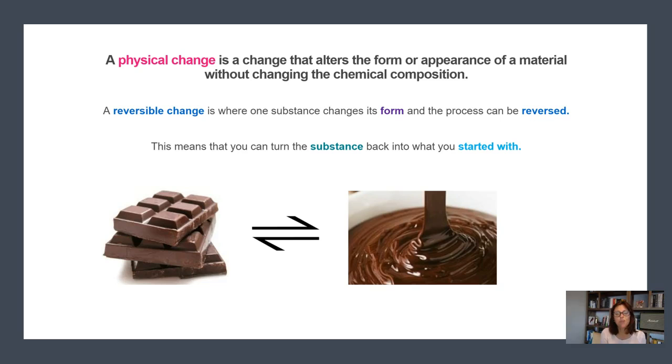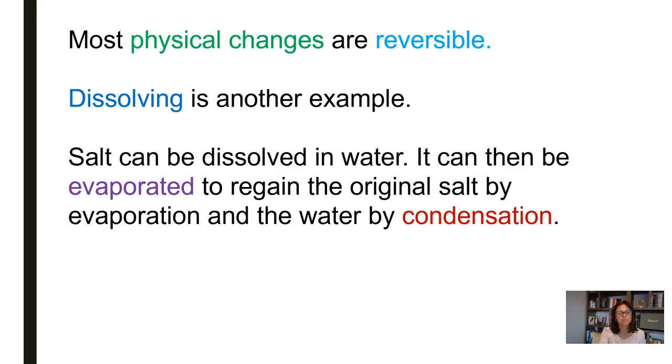So this can be reversed. We can have our ice melting and becoming liquid water, or we could have our water boiling and becoming steam. Once we cool that, it condenses and it goes back into liquid water, and we can freeze it again and it becomes ice. So those reactions are reversible. The same with the melted chocolate example as seen again in the slide here. So most of our physical changes are reversible.